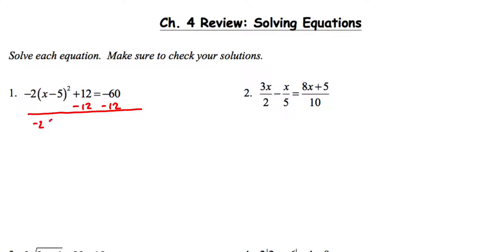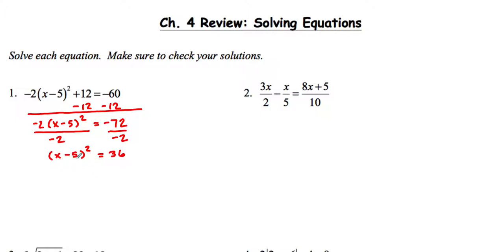Now we're left with negative 2 times the quantity of x minus 5 squared equals negative 72. Now we've got negative 2 times something equals negative 72. Well, negative 2 times a positive 36 would equal negative 72. And we get that positive 36 when we divide each side by negative 2, trying to get these grouping symbols by themselves. So after I do this, I actually have x minus 5, that quantity squared, equals 36.